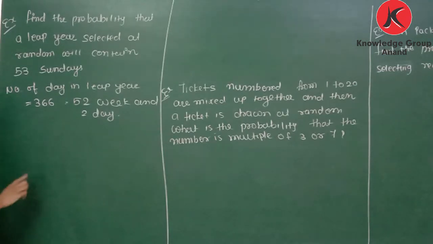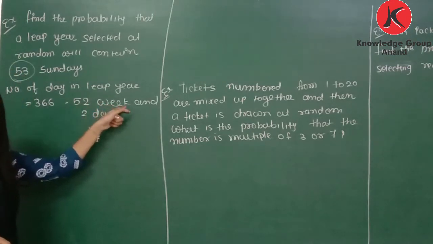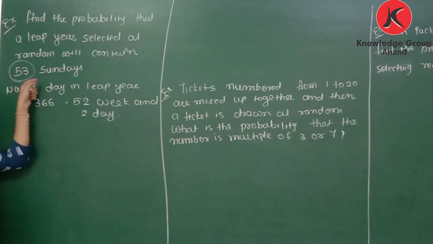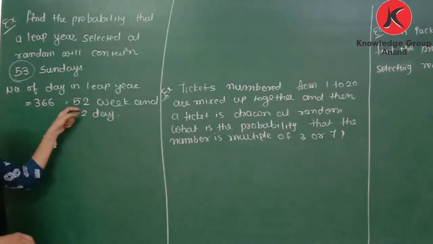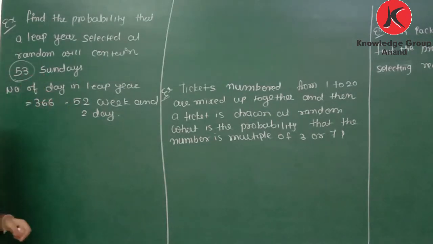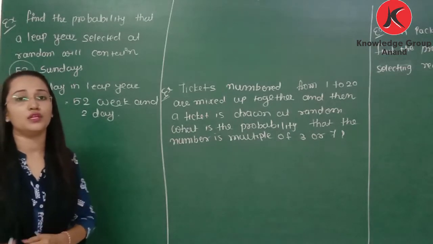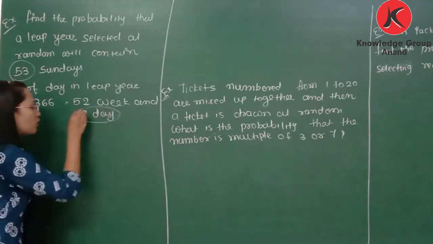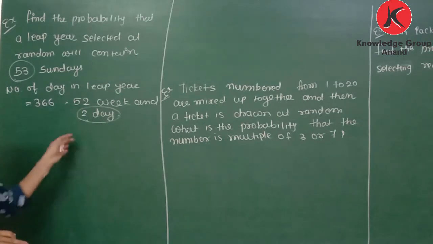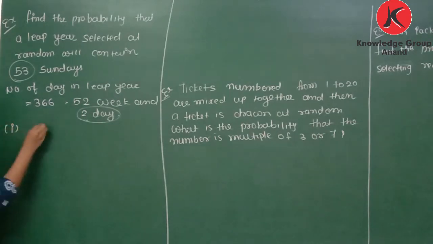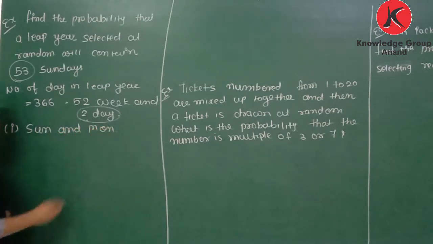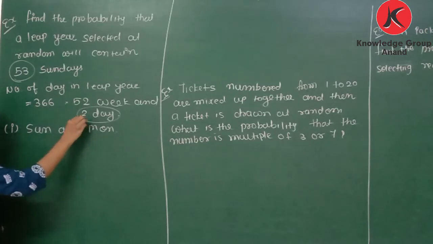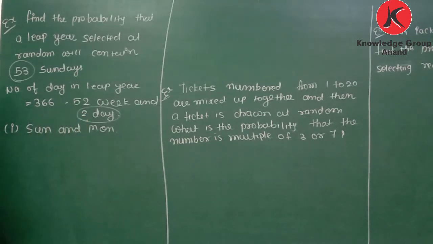Now here what is the question? 53 Sundays. Now if there are 52 weeks, then there will be 52 Sundays, because in every week there is one Sunday. So for 52 weeks there are 52 Sundays. But here we need to find the probability of having 53 Sundays. So we need to concentrate on these 2 days. In these 2 days, it is possible that the first is Sunday and after that it will be Monday.